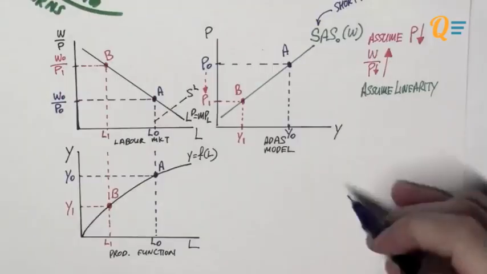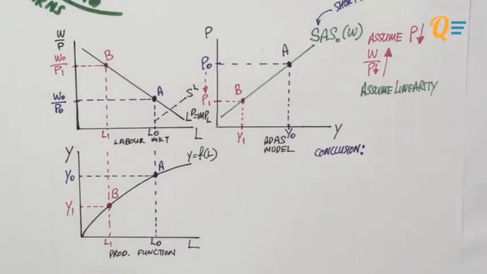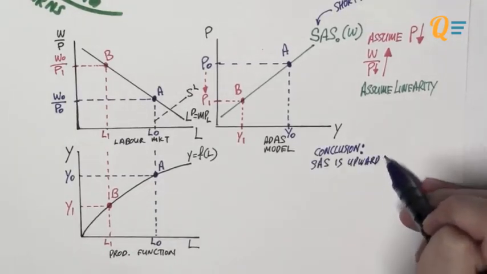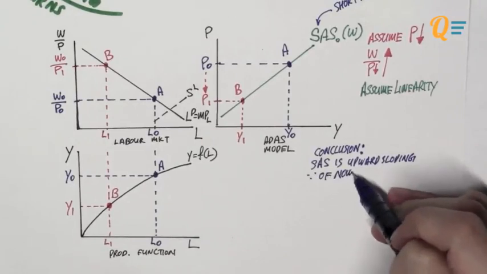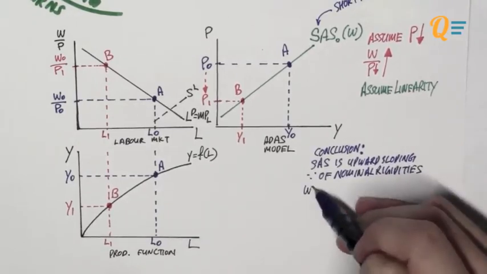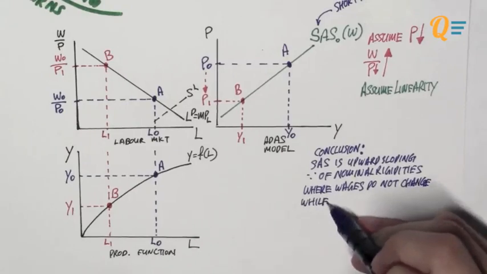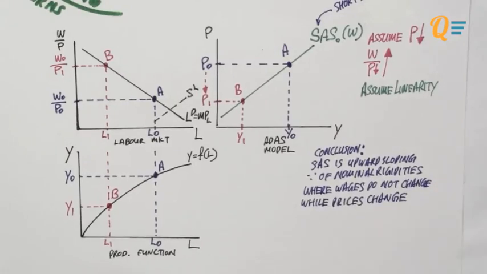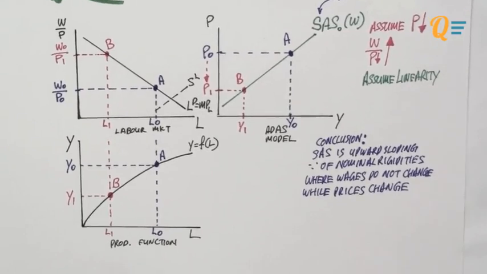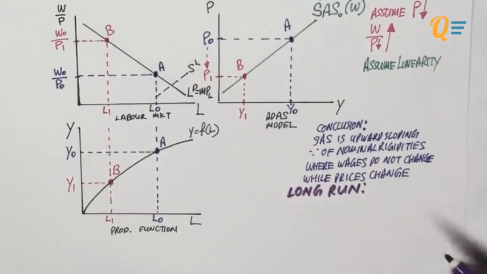To be more specific, this is your short-run aggregate supply curve. So here's my conclusion of the sticky wage model. The short-run aggregate supply curve is upward sloping because of nominal rigidities, where the wage does not change while the price level changes. So that's the sticky wage model explaining why the AS curve is upward sloping. Alright, now let's go on into the long run.